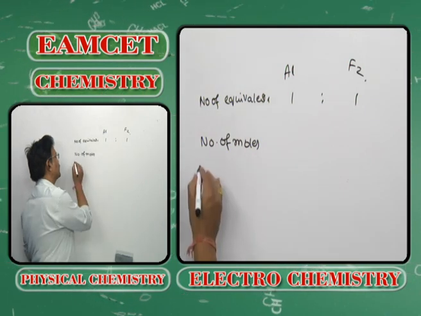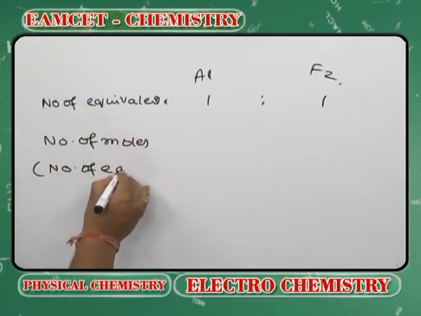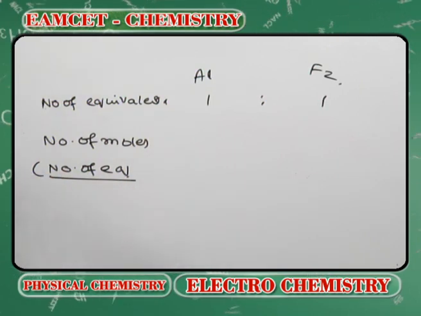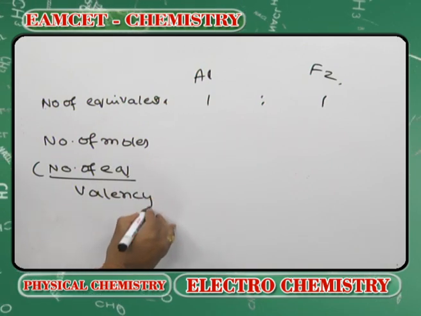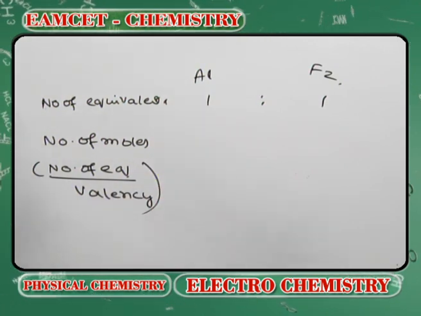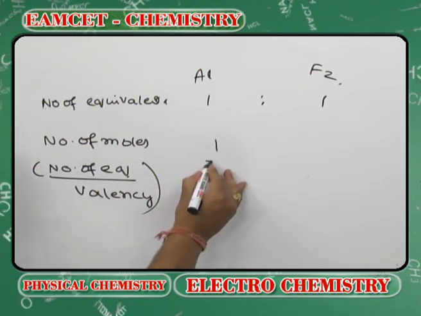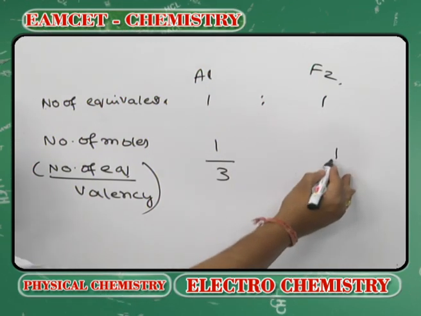Number of equivalents by valency. How do you get the number of moles? Number of equivalents by valency. So, for aluminum, what will be the valency? 3. For fluorine, what will be the valency? 2 here.